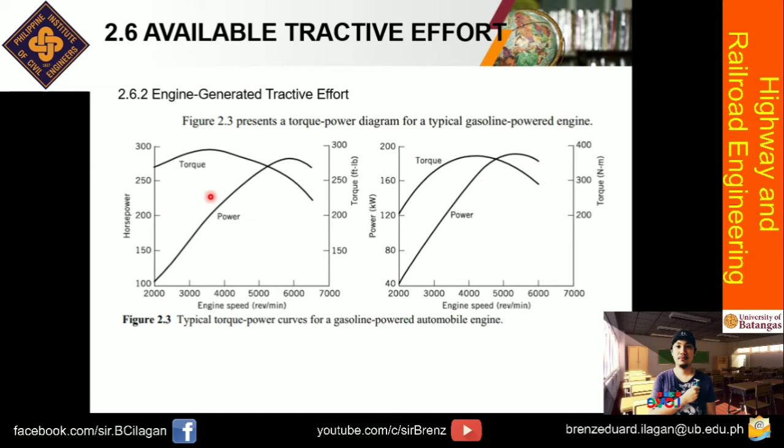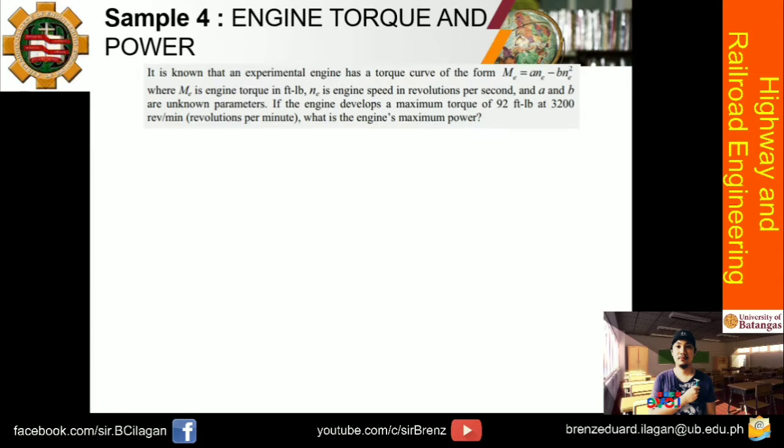So on this graph, dito sa table na to, dyan sa figure na yan makikita nyo yung typical power and torque curves for a gasoline powered automobile engine. So dito sa Y axis, that is 40 horsepower, and dito sa baba is the engine speed or the revolutions per minute. And as you can see here, the power is directly proportional to the torque. So habang tumataas yung torque mo, tumataas rin yung power na generate. And so as for the other table, ito naman is in terms of power or kilowatts, nandun sa SI unit. Okay? So let's proceed with the next slide.